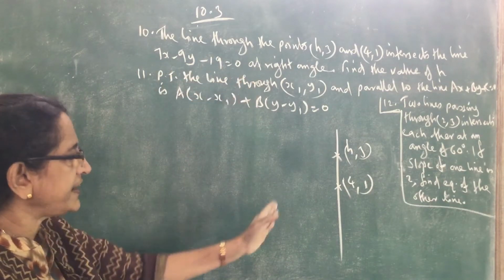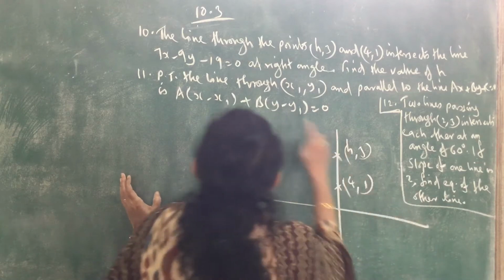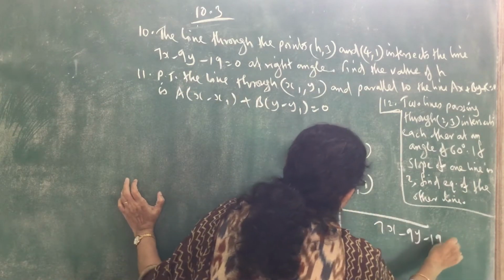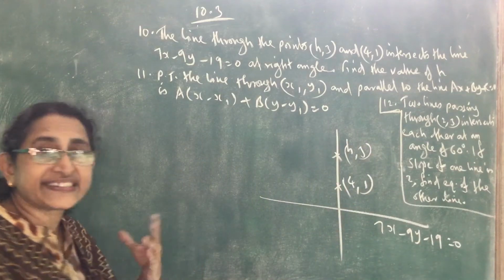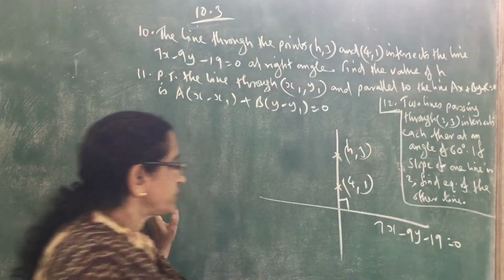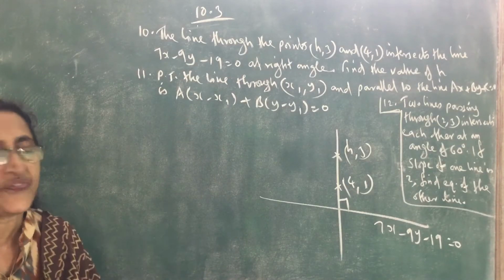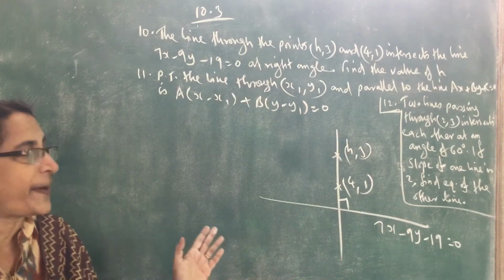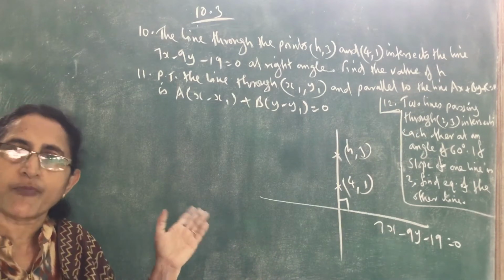So this line intersects this line 7x minus 9y minus 19 equal to 0 at right angles. That means the angle between them is 90 degrees. So that is what is given. We have to find the value of h. So if two lines are perpendicular, the product of the slopes equals -1. So we can find the slope of both the lines.